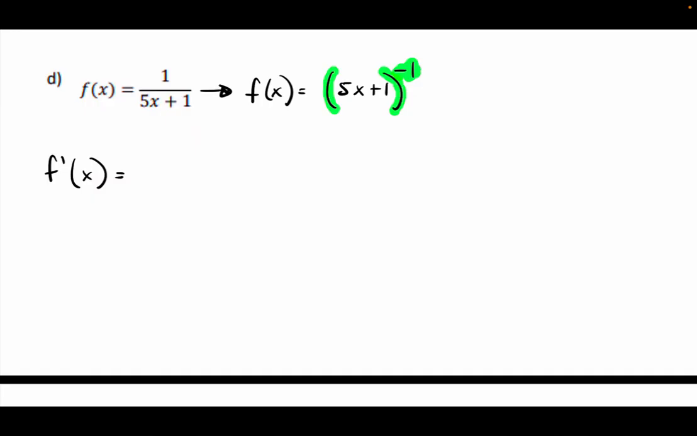Okay? So the outside. If you're looking at 5x plus 1, you're looking in the wrong spot for the inside. I frankly could care less what was inside. I just know that there is something to a negative 1 power. How do I do a derivative of something to the negative 1 power? Power rule. Move the negative 1 to the front, subtract a power.